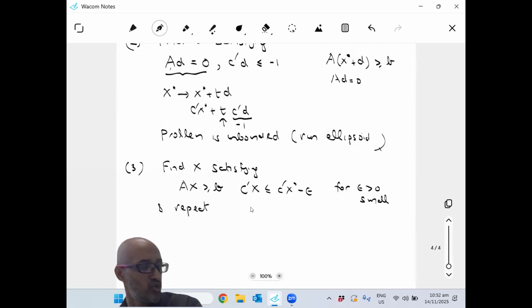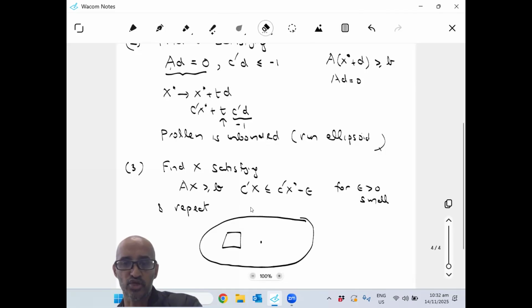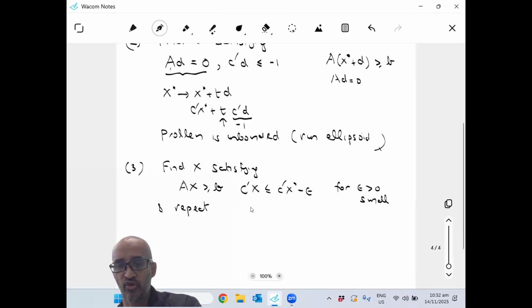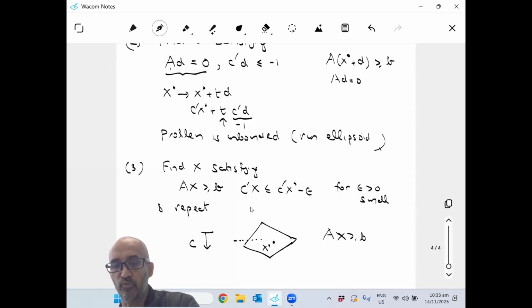So what is this doing? Maybe that's my polyhedron, maybe that's my ellipsoid. I found some point x star in this space. I've already found x star which is feasible. If this is Ax greater than or equal to b constraints, I found x star feasible. All I do is, let's say my c is increasing in this direction. If this is the c direction, this will give me a particular objective function, and the objective function is the same along this line. All I'm doing is trying to find a point where the objective function is strictly smaller.